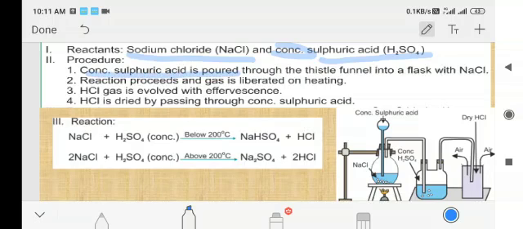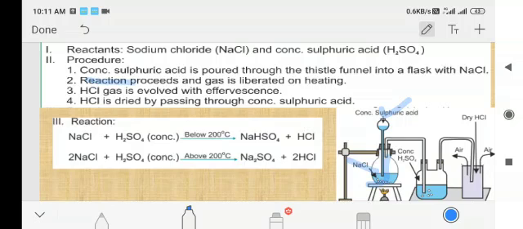Concentrated sulfuric acid is poured through the thistle funnel. This is the thistle funnel, and we are adding concentrated sulfuric acid through it. The round bottom flask already contains NaCl, sodium chloride, ordinary salt. Okay, the apparatus is ready, and we have added concentrated sulfuric acid, and NaCl is also there.